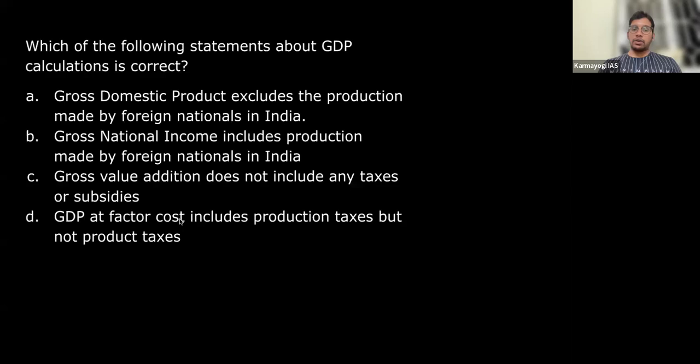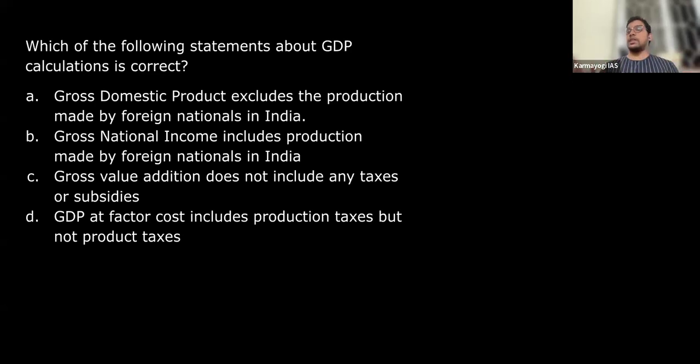So GDP at factor cost includes production taxes? Wrong. This does not include any taxes or subsidies, just the plain payments made for the factors of production. So this is also wrong. Option C, gross value addition does not include any taxes or subsidies. Yes, gross value addition means whatever production has happened minus the intermediate cost, like raw material inputs; all the intermediate cost is eliminated, removed. So that is called the gross value addition.